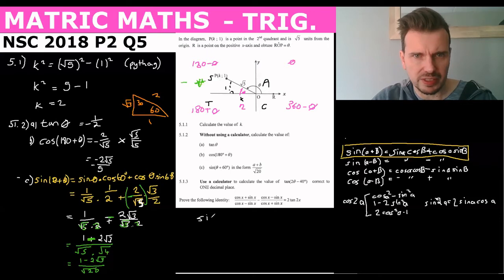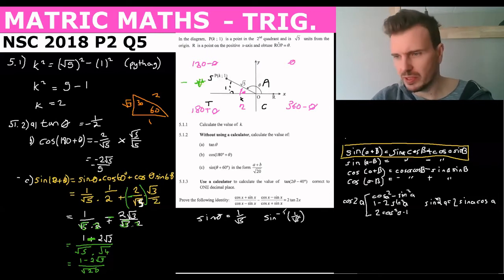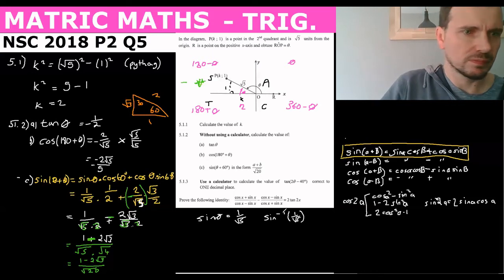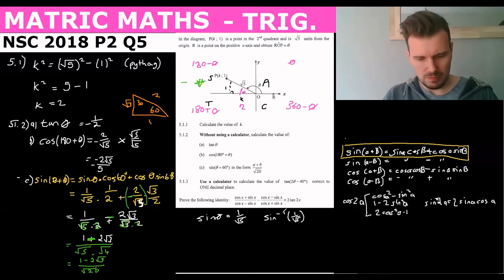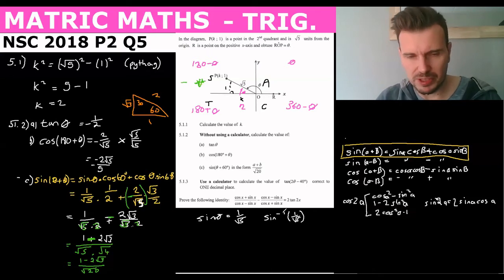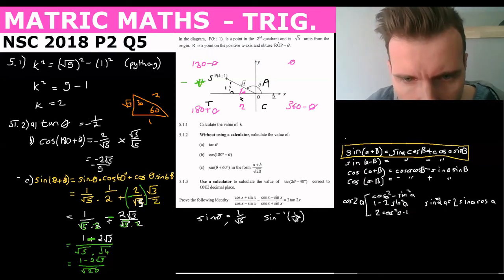We know that sine theta is equal to opposite, which is 1 over root 5. So then just put in your calculator sine to the minus 1 of 1 over root 5. Put that into our calculator. 26.56. What did you get? 26.56, so 26.6.